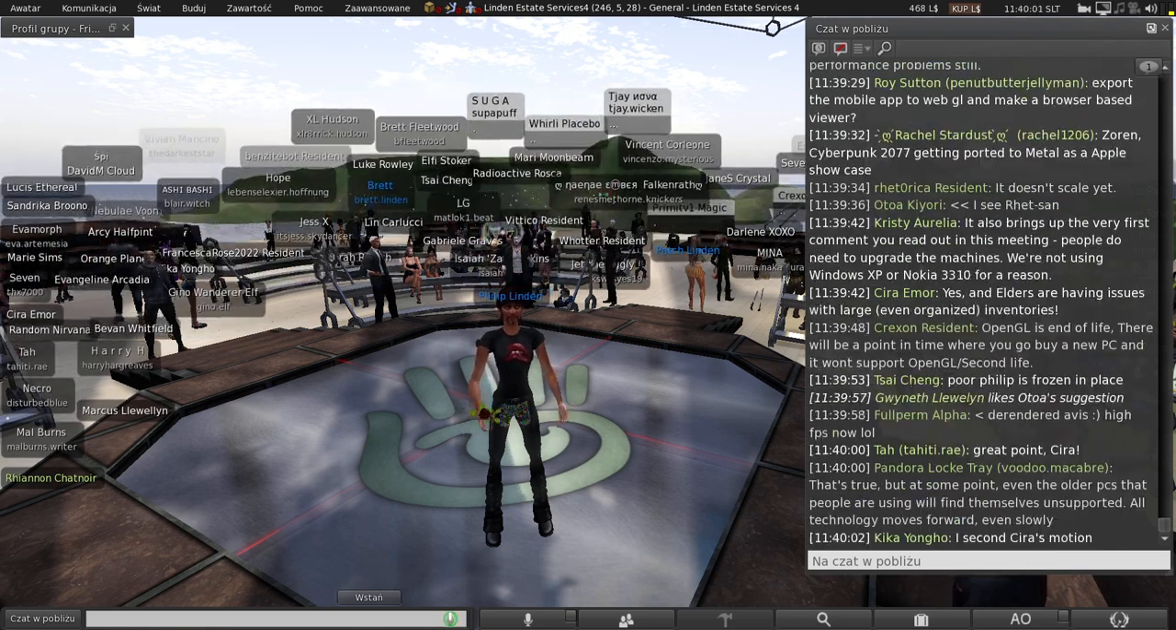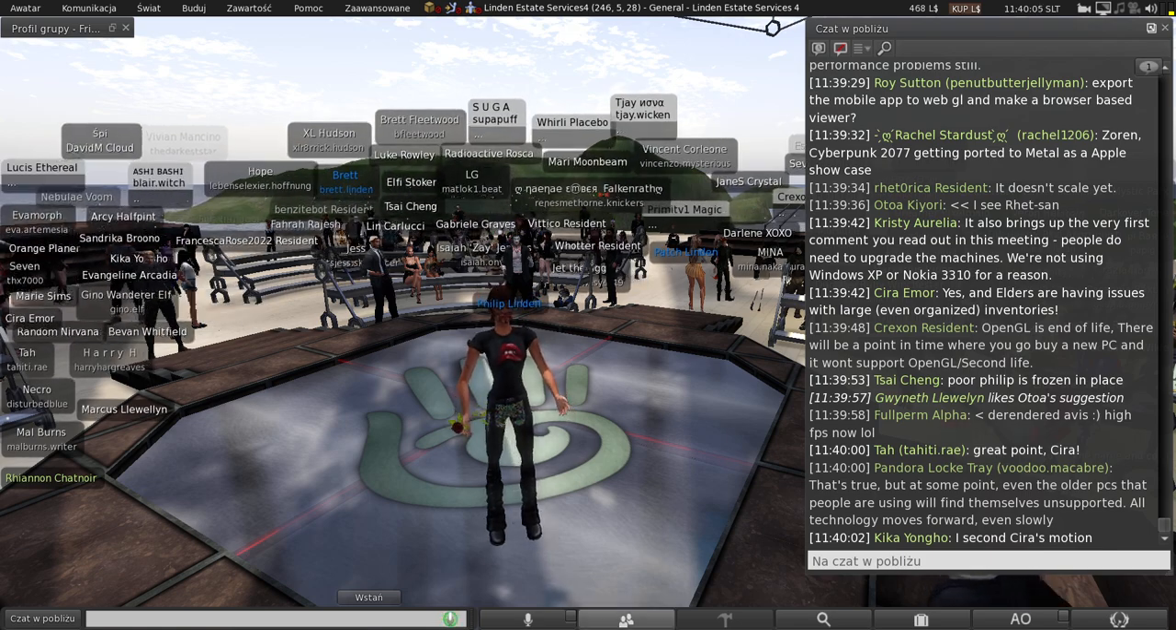I hope I'm not crossing here. Yeah. This is North here.